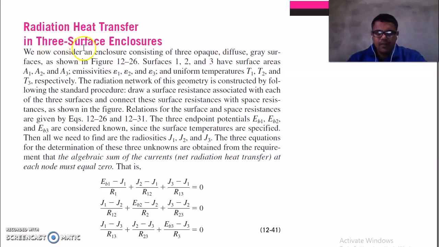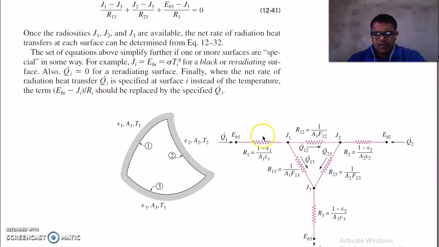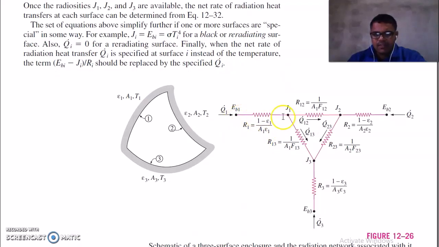Radiation heat transfer in a three surface enclosure. The three endpoint potentials EB1, EB2 and EB3 are considered known. So here you have three potentials: EB1, EB2 and EB3. We have three surfaces here with these properties given. Now this resistance is due to the surface resistance of this surface, this resistance is due to the resistance of this surface, and this resistance is for this surface. And here you have the junction.